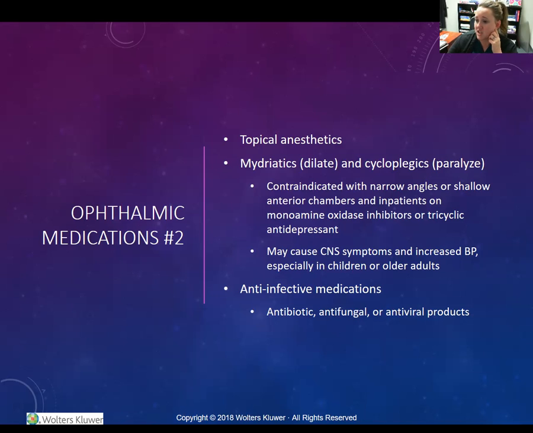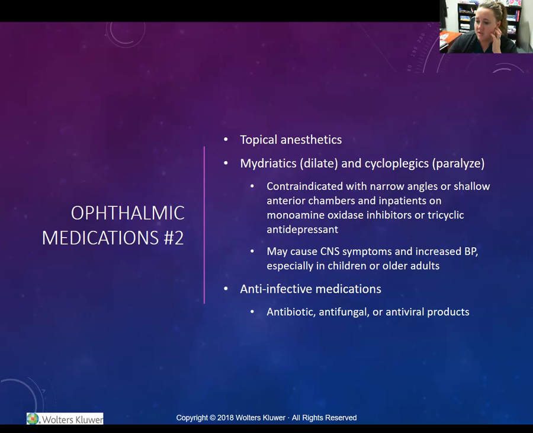Mydriatics potentiate the alpha adrenergic sympathetic effect, but this is a short-acting effect. So mydriatics dilate, but it's short-acting. So we would use them in conjunction with our cycloplegics, which paralyze. The cycloplegic medications are given to paralyze the iris sphincter. The side effects include glare and focus problems and can last hours to a couple of days. Usually we direct them to wear sunglasses to help with glare.